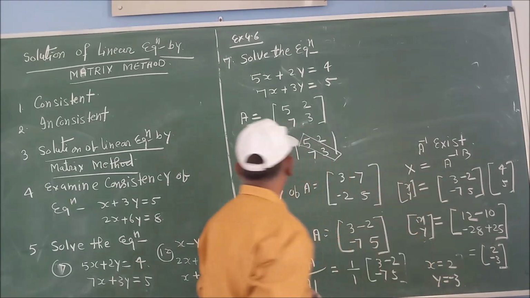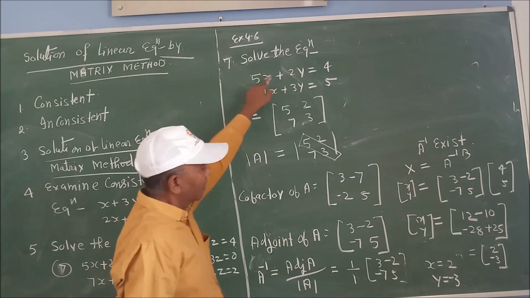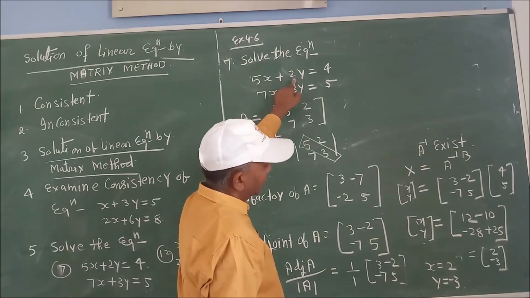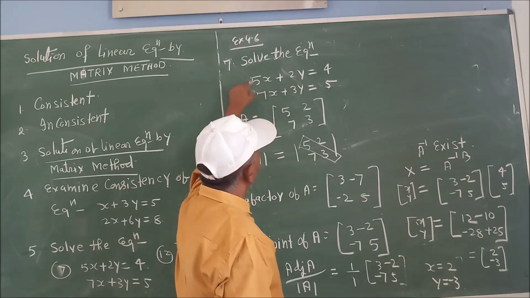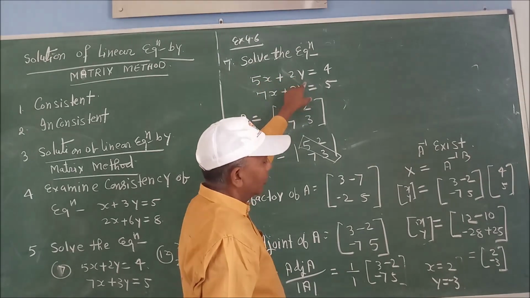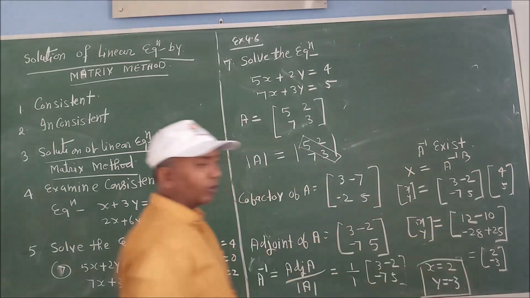Also you can check, put here x is equal to 2. So it becomes 10, and 2 into 3, minus 6. 10 minus 6 is equal to 4. So this satisfies the system of linear equations. So our answer is correct. This shows the correctness of the answer.